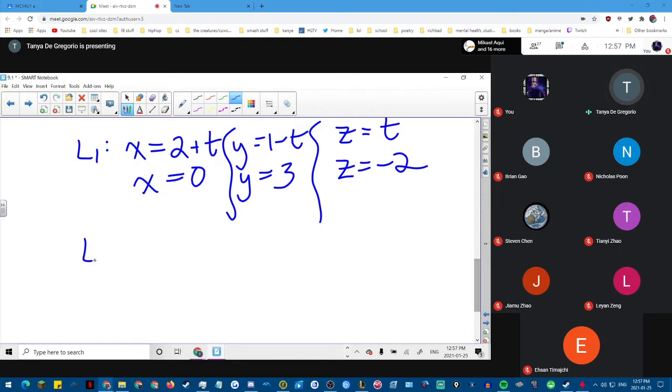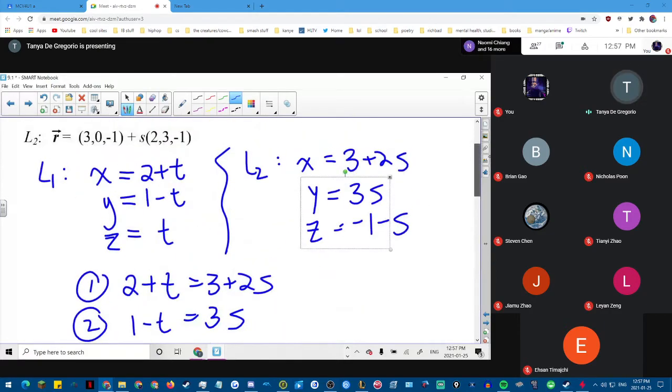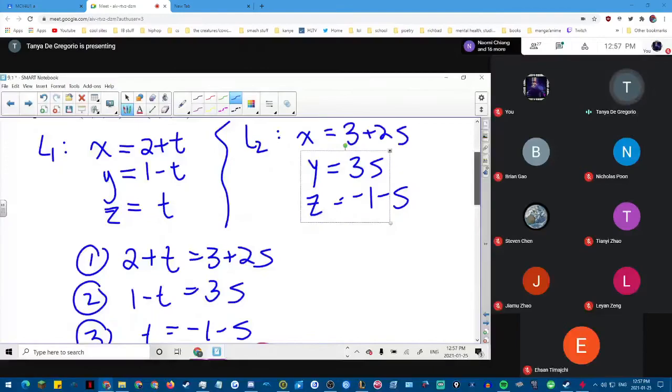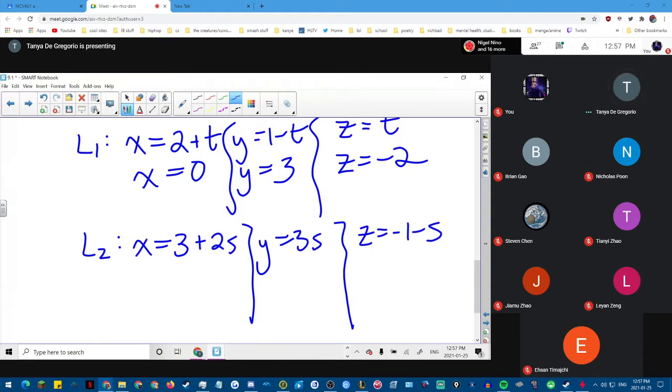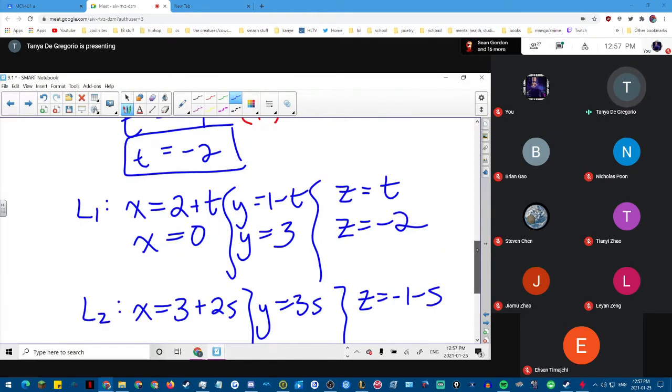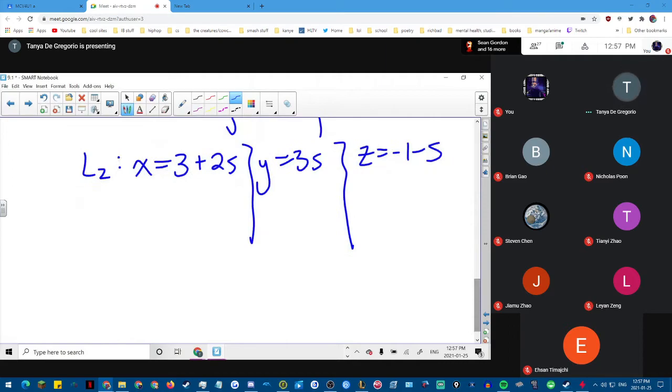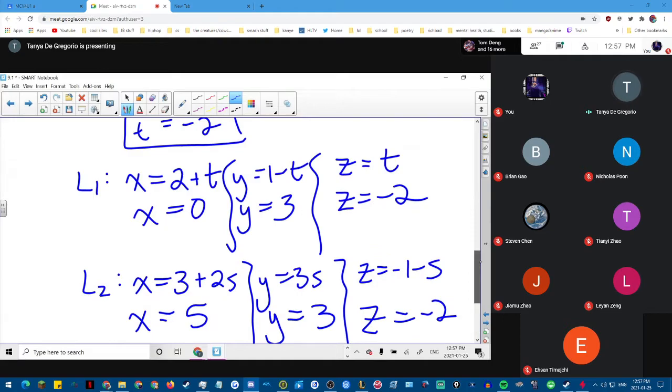So now let's check it with line 2. So 3 plus 2s, 3s, -1 minus s. 3s. Okay, so subbing in our s value, which was 1, what do I get? 5, 3, and -2. So what can I conclude?